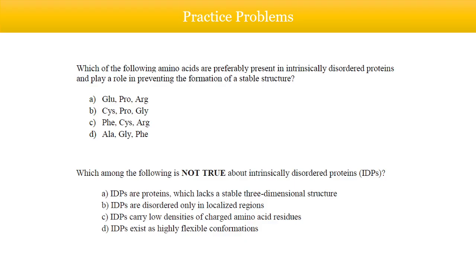Which of the following amino acids are preferably present in intrinsically disordered proteins and play a role in preventing the formation of a stable structure? A very direct question. I was discussing the types of amino acids that can be there. So it's glutamic acid, proline, and arginine.